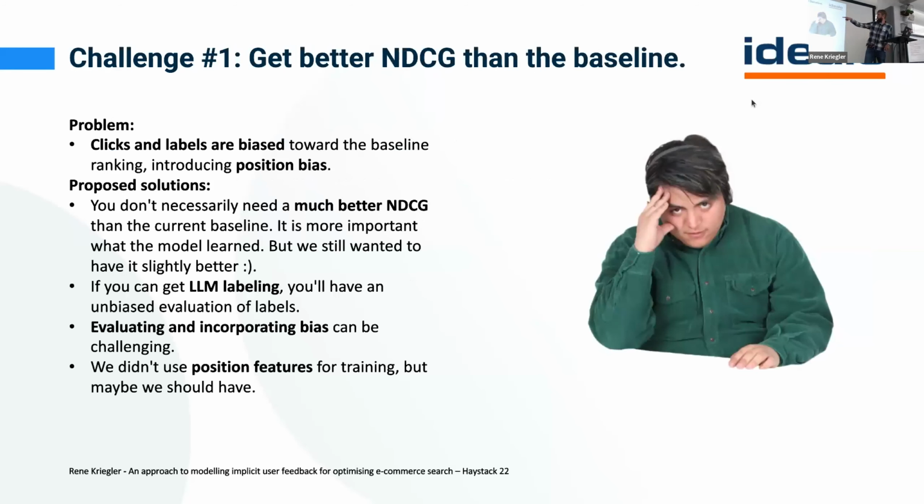Okay, I forgot to mention, by the way, the suggestion here: you don't need to try to get a better NDCG than your base ranking, actually, because of this problem of position bias. It's more important what kind of features the model learned, rather than getting a better NDCG than your base ranking, because finally the A/B test will show the truth, right?